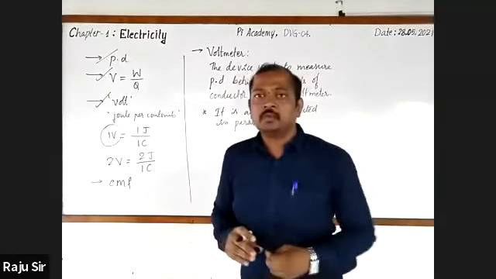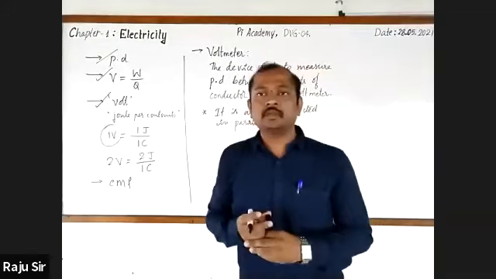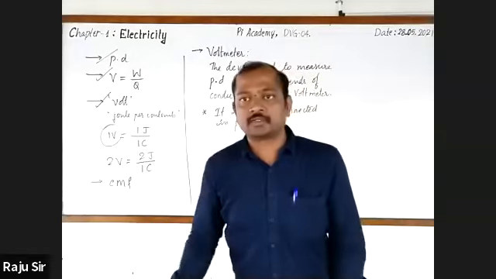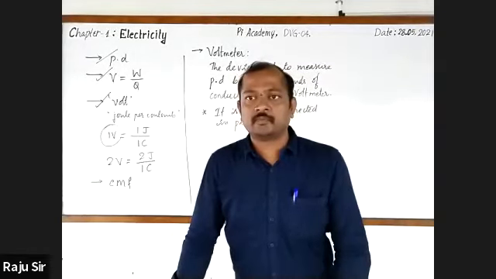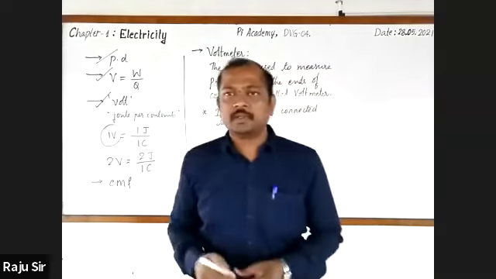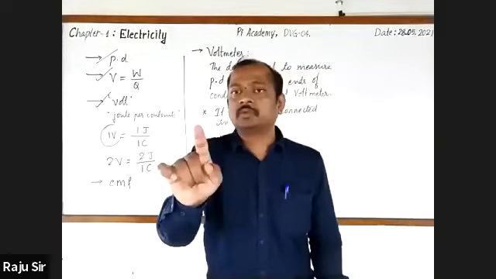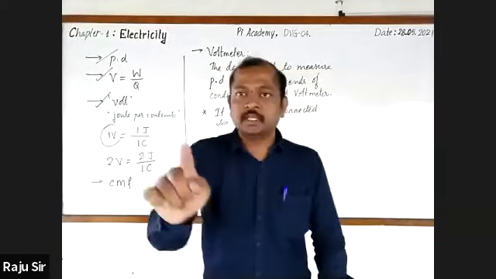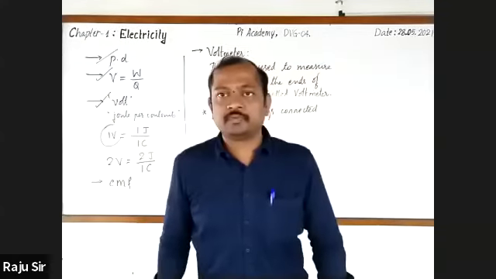Dear students, could you tell one of the filaments that we use in most of the electrical heating devices, like an electric iron box? Switch? No. Very simple. See, the filament used in an electric bulb, what is the filament used in an electric iron box? Tungsten. It is nichrome.